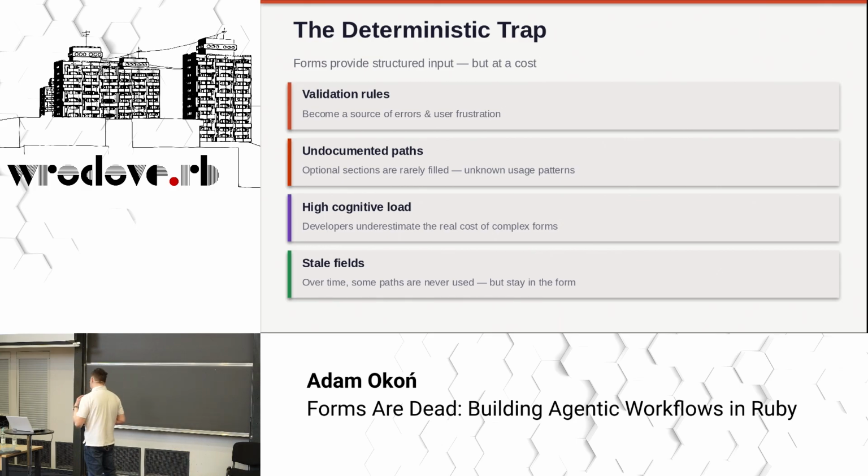So during the life cycle of the product, there are undocumented paths. The product is changing, requirements are changing, so the teams are changing. So this knowledge maybe is not documented. So we may have dead paths.